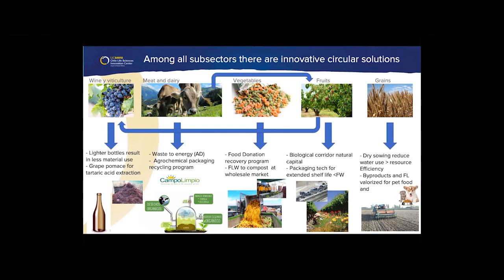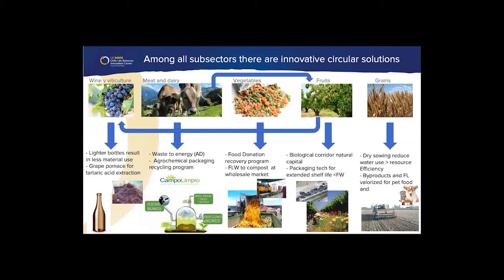For example, in wine and viticulture, we saw an effort of the industry to make lighter bottles in order to use less material in their inputs. From meat and dairy, there is a great program named Campo Limpio, like Clean Farm, to recycle agrochemical packaging. In the vegetable subsector, there are great food donation recovery programs, and also programs to connect food loss and waste with composting and regenerative solutions. In the fruit sector, there are some biological corridors enhancing the natural capital, as part of the industry's efforts.